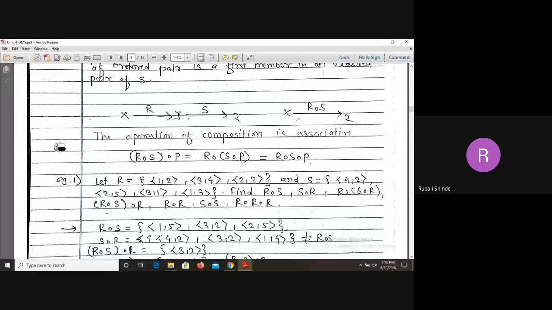So first of all tell me, have you understood how to find composition? Just one point we have seen, R composition is. Still we have to find all these compositions.